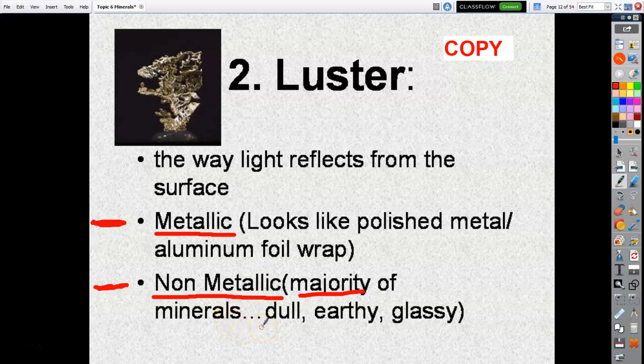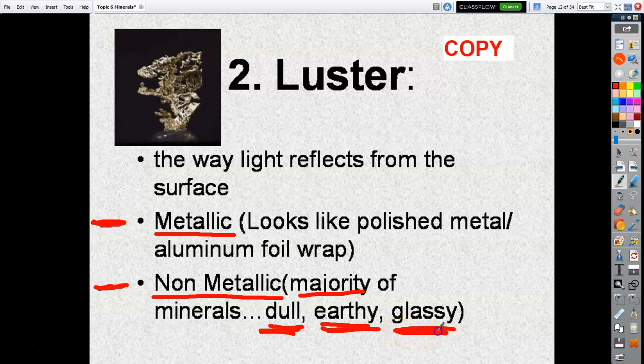Non-metallic minerals are broken into subcategories. So a mineral can be non-metallic and then have other categories that classify it. So dull, a dull finish, right? Kind of no shine at all. Earthy, an earthy mineral would look like dried up clay or dirt.